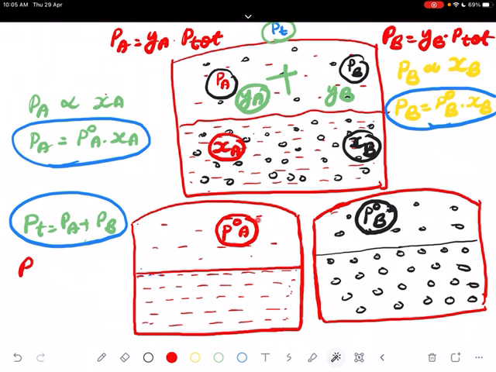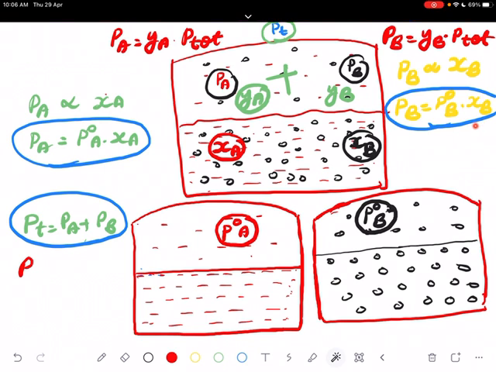What is P naught A? That is due to pure solvent A. P naught B is due to pure solvent B. So these many equations we have learnt. This is 1, 2, 3, 4, 5. So 5 equations. This is 1: PA is equal to P naught A XA, PB is equal to P naught B XB according to Raoult's law.